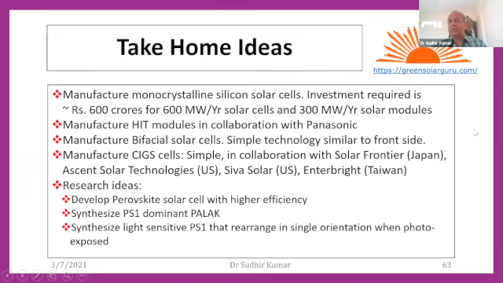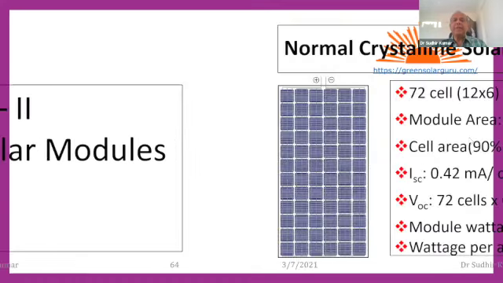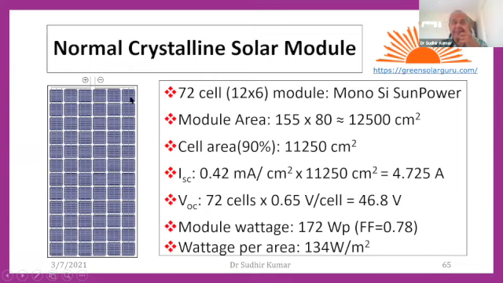Now next, what we are talking about today is part 2, advances in solar modules. As I told you, cells make modules. So many cells in series make a module. There are two types of modules mainly available. The first one is the normal crystalline type. Crystalline has polycrystalline and monocrystalline.